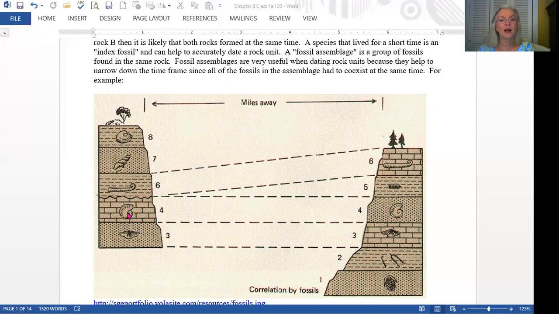Then above on the left side, number 4, I come to this fossil. It doesn't match with number 5, it matches with number 6.